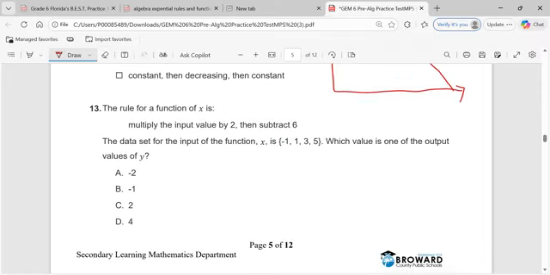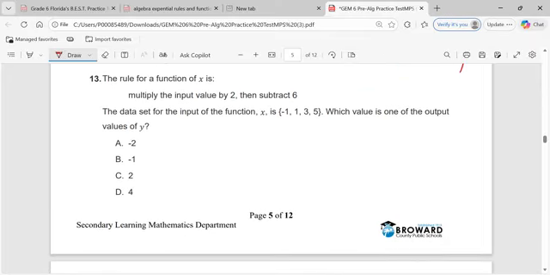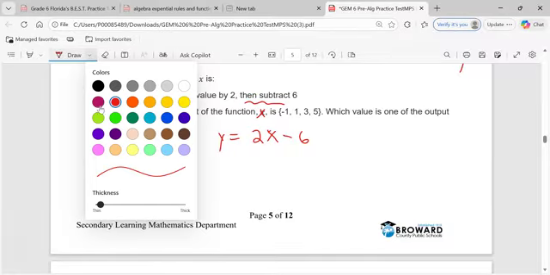Number 13 says the rule for a function of x is multiply the input value by 2. So whatever x is, I'm going to multiply it by 2 and then subtract 6. So my y, the output, is equal to 2x minus 6. They gave me the input, meaning they gave me the x values, so when x is negative 1, 1, 3, 5, etc. So now let's do it. Let's do another color here.